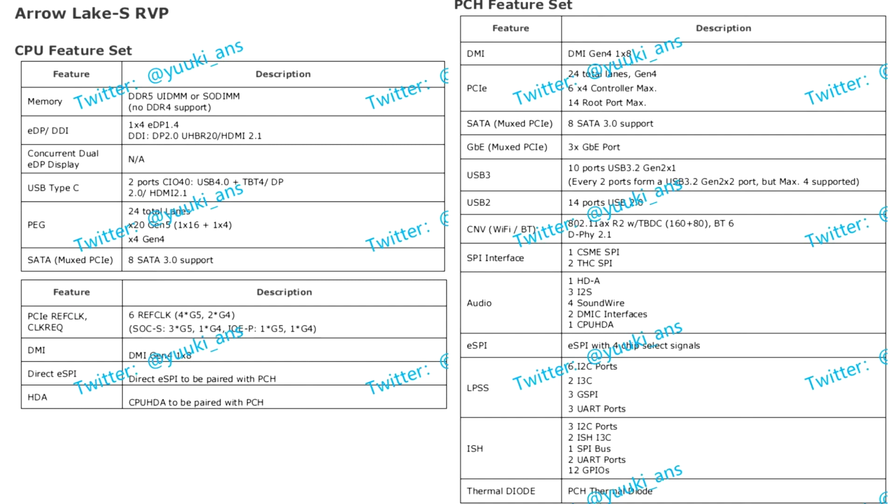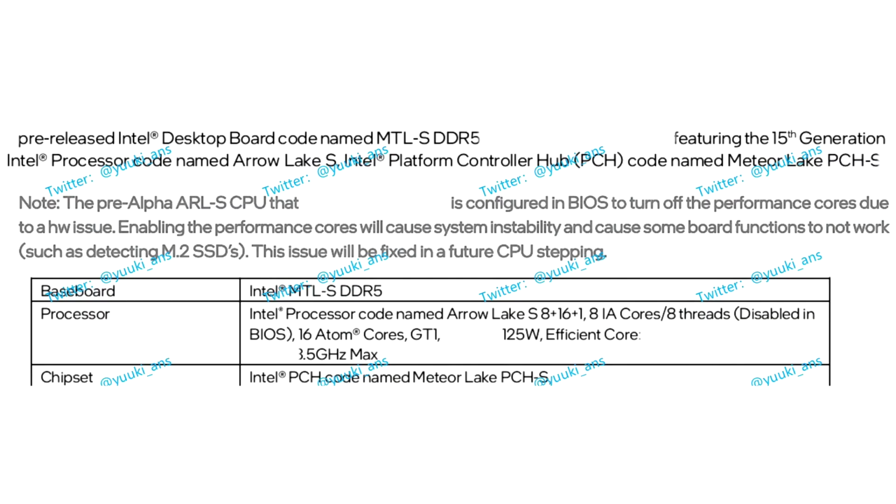The chipset, which is expected to carry the 800 series naming, will connect via DMI Gen 4 interface with up to 8 lanes to the CPU. Here we can apparently expect a further 24 PCIe 4.0 lanes, up to 10 USB 3.2 Gen 2, 10 Gbps ports, of which 8 can be combined to offer USB 3.2 Gen 2x2, 20 Gbps ports instead.